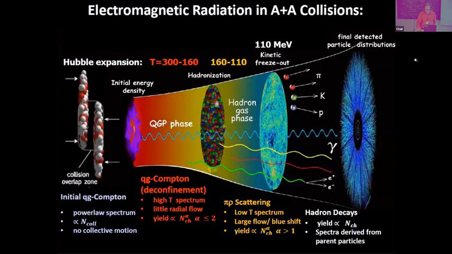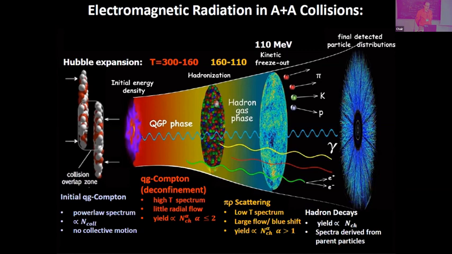Okay, so you've already seen this. I will not elaborate on this cartoon at great length, but I do want to use it to establish the common wisdom of what we expect photons from various stages of the collisions to look like. In the initial state where the two nuclei collide, we expect that photons come from hard scattering processes. We expect a power law shape spectrum. The yield should scale like the number of collisions. And there should not really be any impact of collective motion of the system.